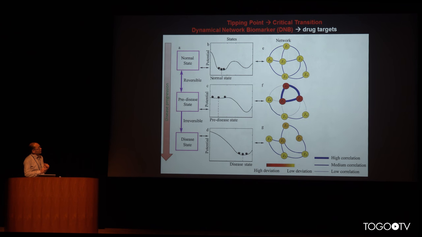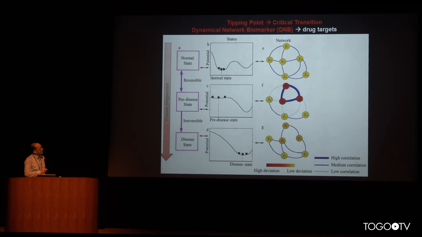Condition two is you will find this group of genes lose the correlation with the whole remaining 20,000 genes. Even in the normal state, they collaborate with other genes to facilitate certain biological functions in a pathway. But in the critical state, they lose the correlation with all remaining 20,000 genes. So this is condition two.